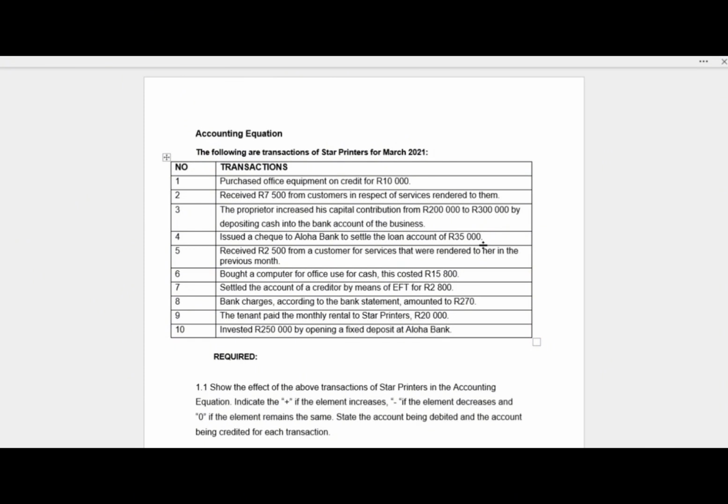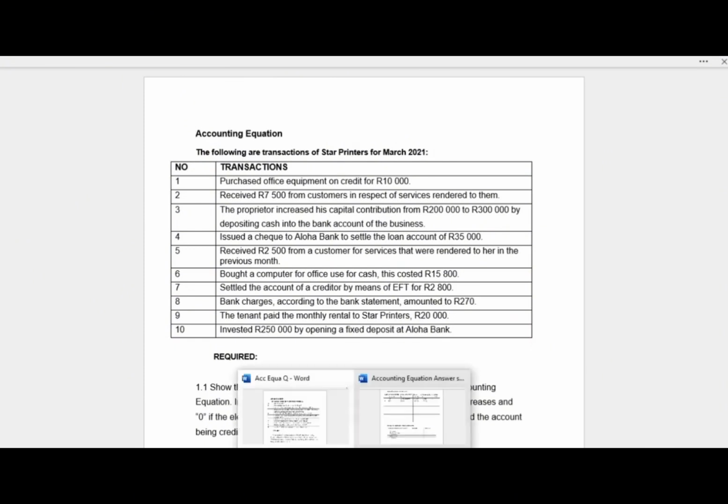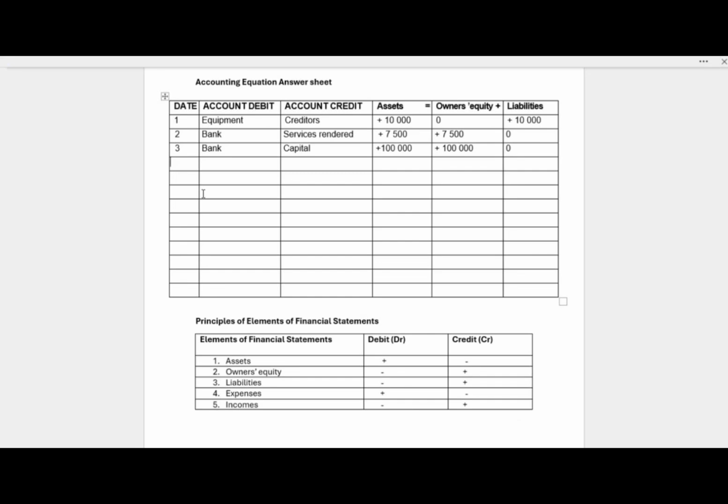So let's go and record this transaction number 4 in our answer sheet right there. So now remember, loan is a liability account. Whenever liabilities are decreasing, because when you make a payment, it means you are decreasing the people that you are owing, which are liabilities. When liabilities are decreasing, we debit. It means we are going to debit our loan, and then we credit our bank.